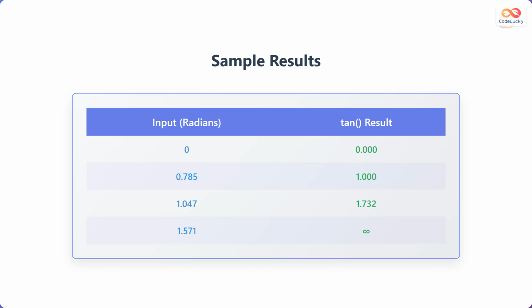Notice that as we approach 1.571 radians, which is 90 degrees or pi divided by 2, the tangent approaches infinity. This demonstrates the mathematical behavior of the tangent function at its asymptotes.